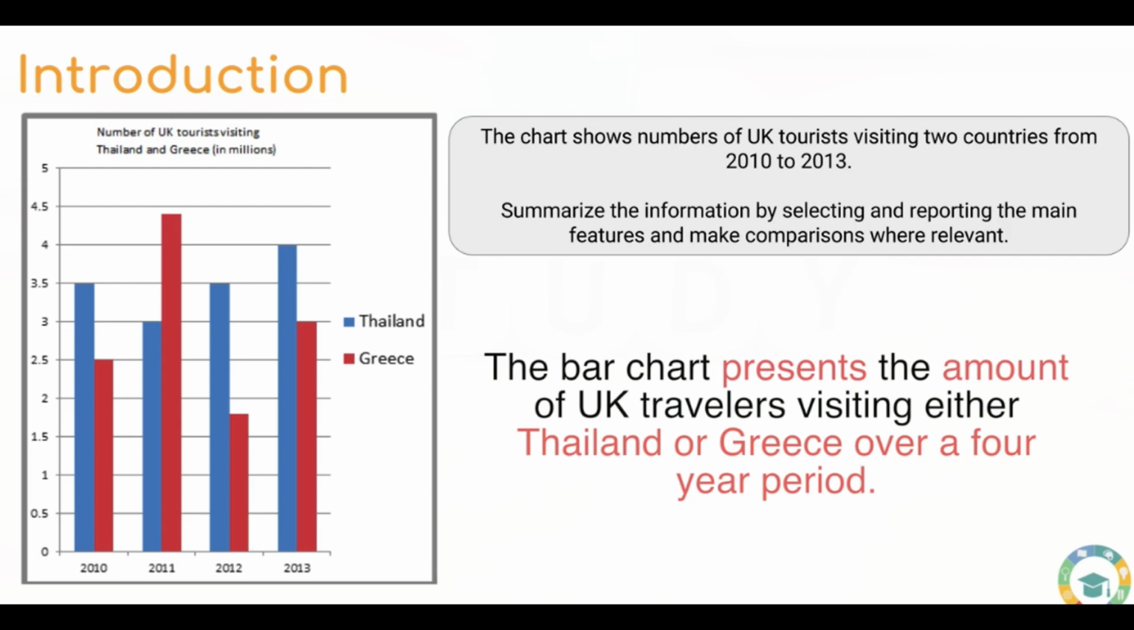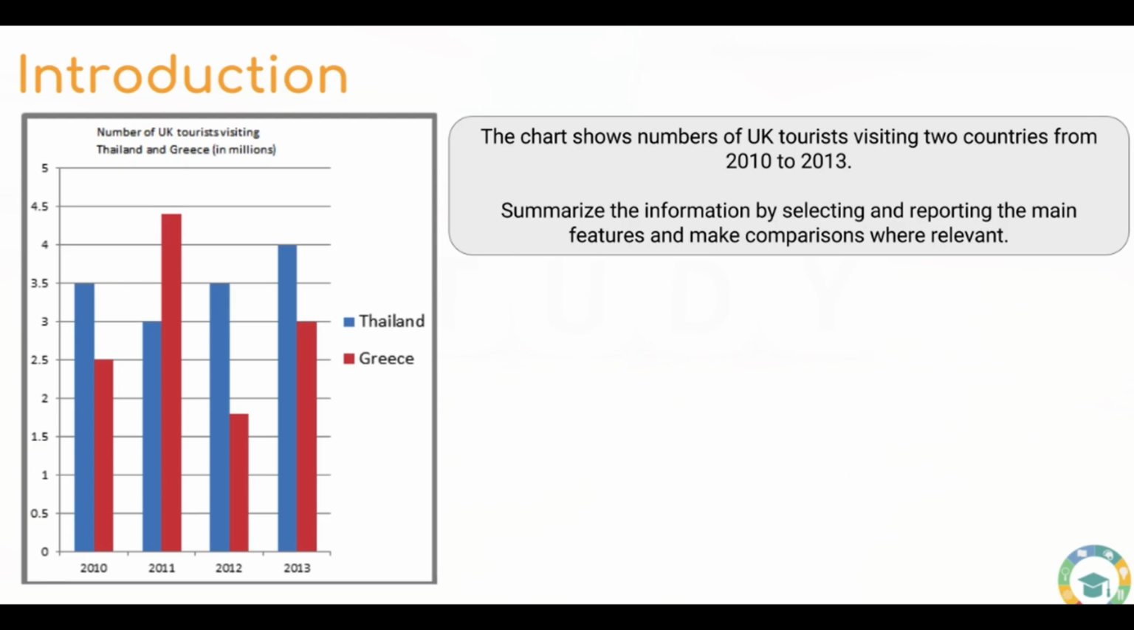My last big change was in the final part of the sentence. I gave the name of the two countries and said it was over a 4-year period instead of 2010 to 2013. I hope you can see that synonyms are super useful in creating your introduction. Let's move on to our overview.